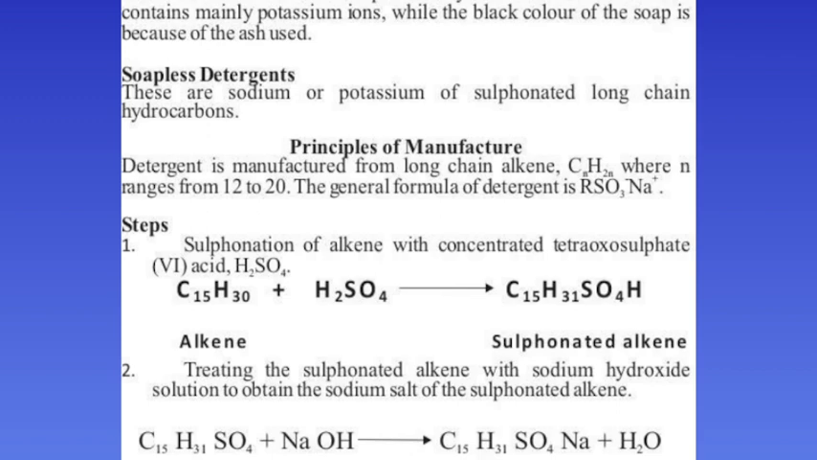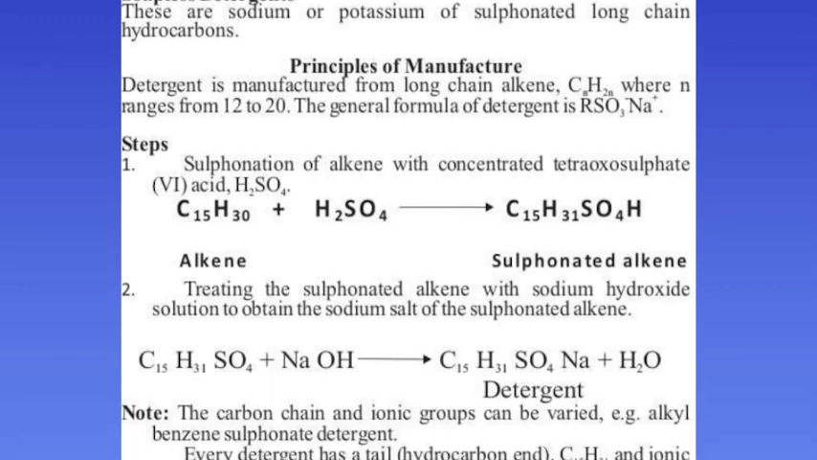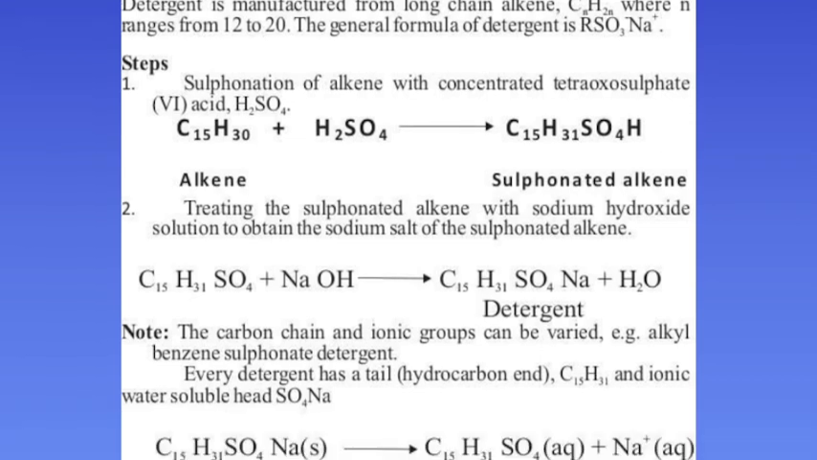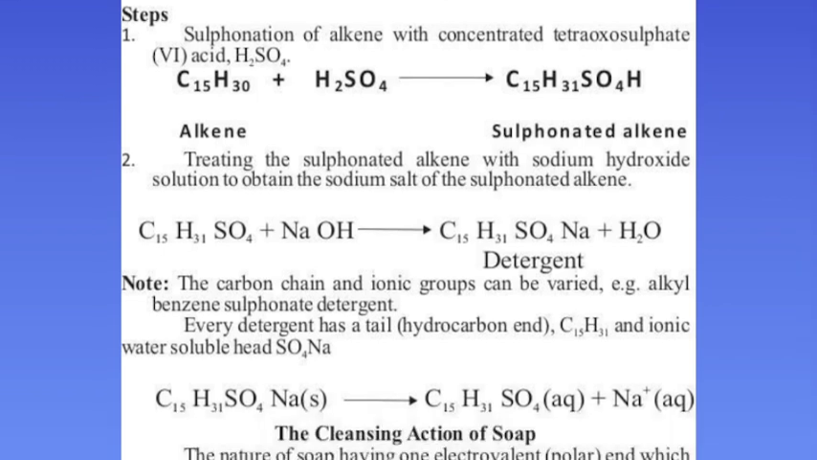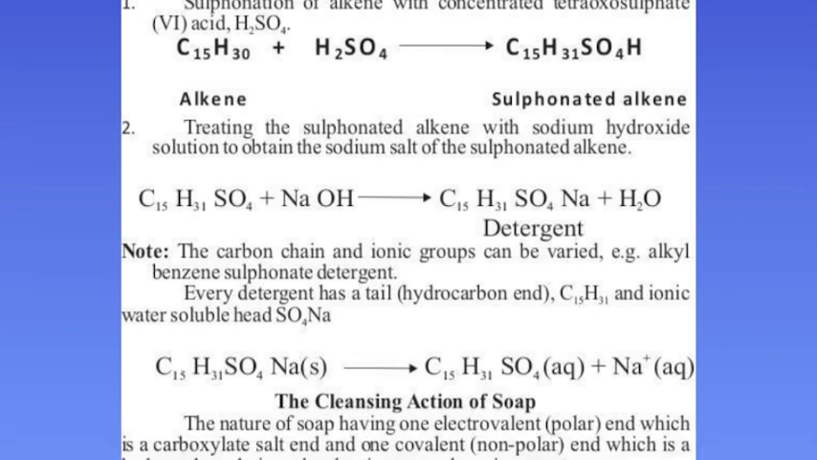The first thing that you do in the production of your soapless detergent is the sulfonation of alkene. This involves the reaction between an alkene and sulfuric acid to give sulfonated alkene. Then you treat that sulfonated alkene with sodium hydroxide solution to obtain the sodium salt of the sulfonated alkene. Here you have this as your product. Note, the carbon chain and ionic group can be varied. Alkyl benzene sulfonated detergent can also be formed.